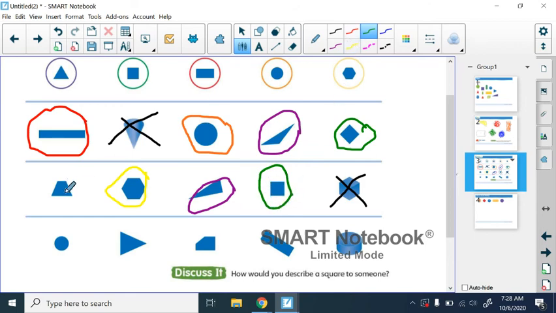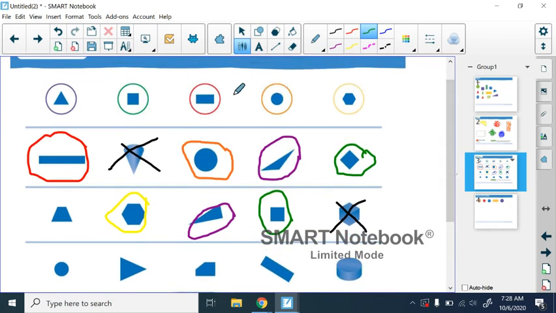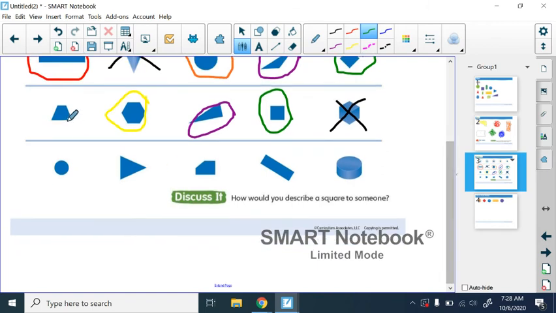Does anyone know what shape this is right here? The one that I didn't circle or put an X over? Yes, that is a trapezoid. And we don't have a color that we're supposed to circle a trapezoid. So I'm going to leave that one blank. That is a different shape. It's a trapezoid. All right, let's try the bottom row. So put an X around the solid shapes and then circle the flat shapes.